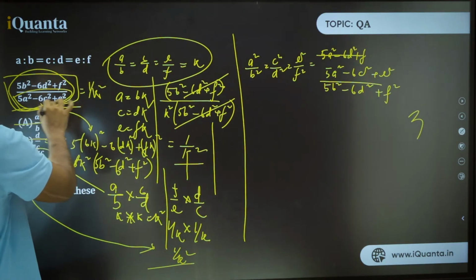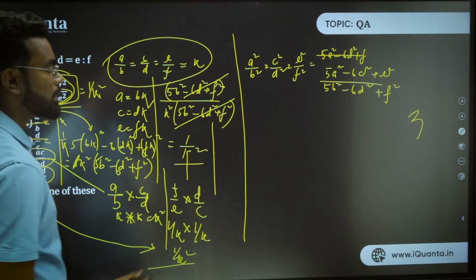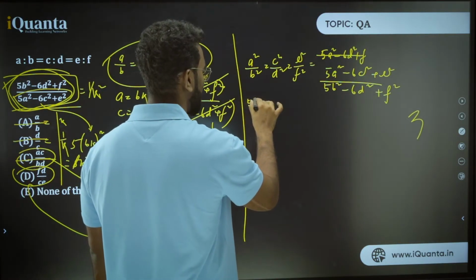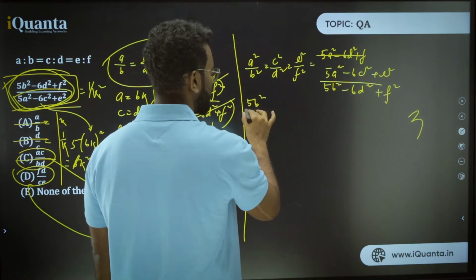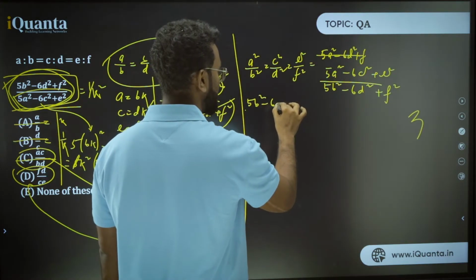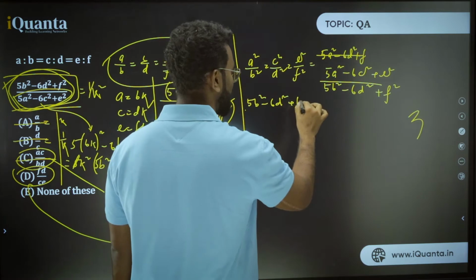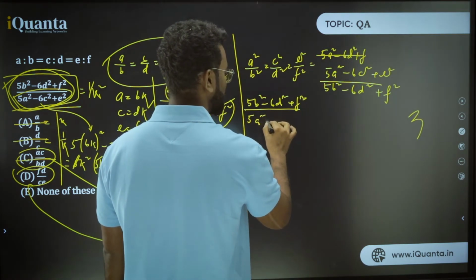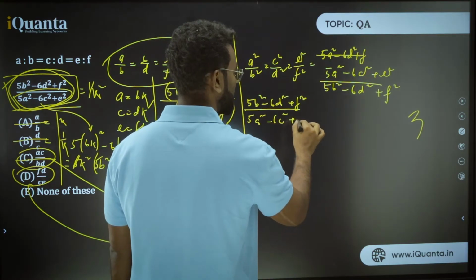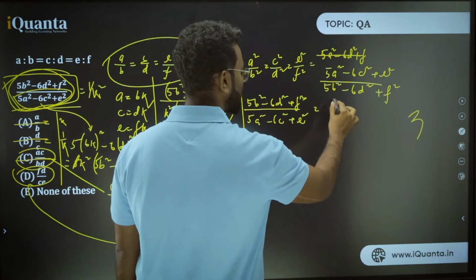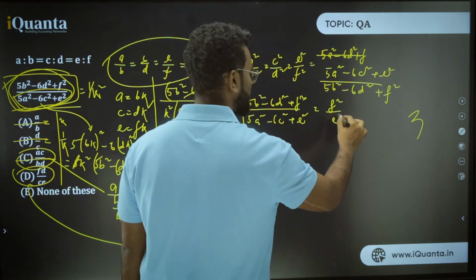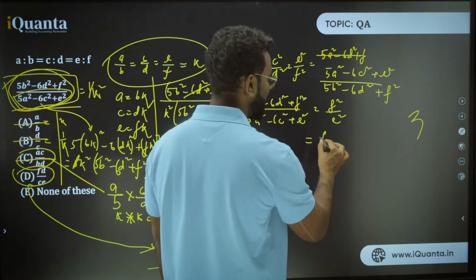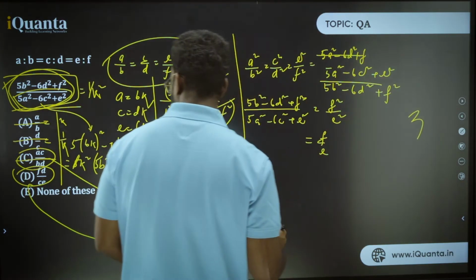I need to find the reciprocal of it. So I need to find the reciprocal, 1 upon this. So the reciprocal is 5b square minus 6d square plus f square upon 5a square minus 6c square plus e square, and it has to be equal to f square upon e square, yes or no? Now if it is f square upon e square, this can be written as f upon e, squared.